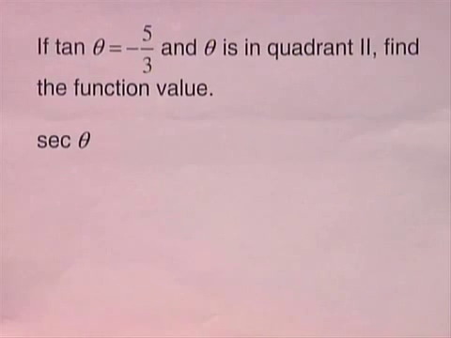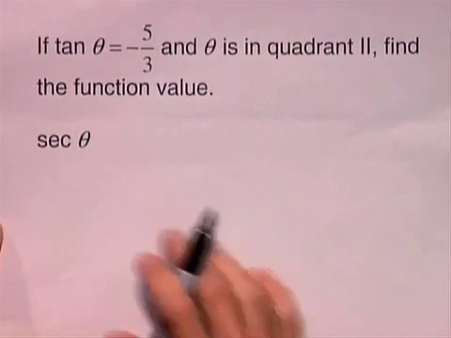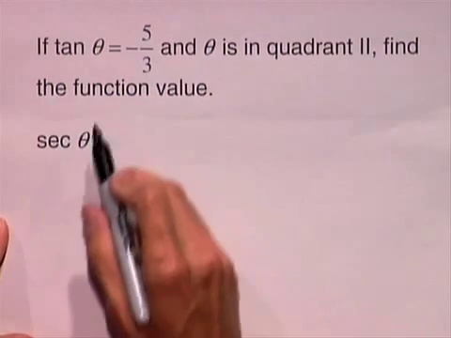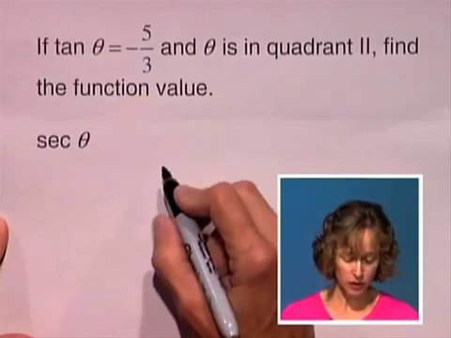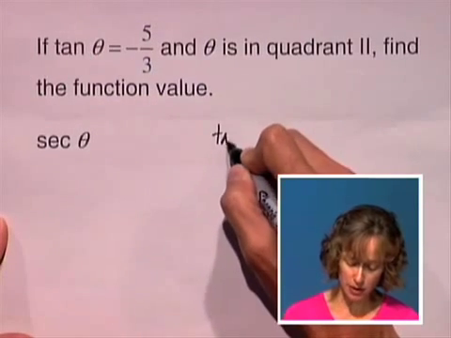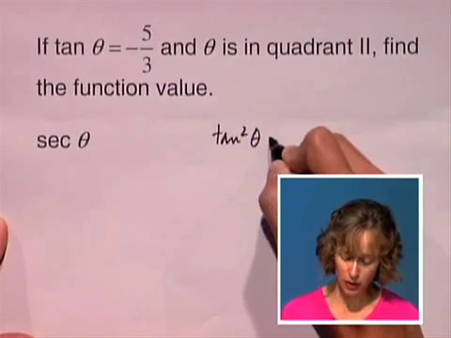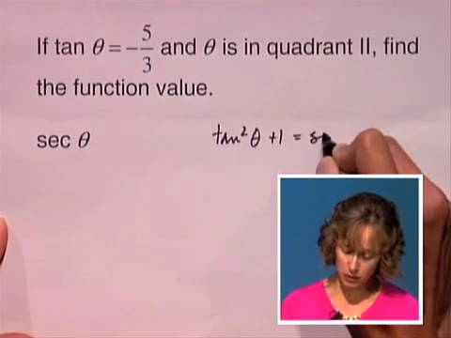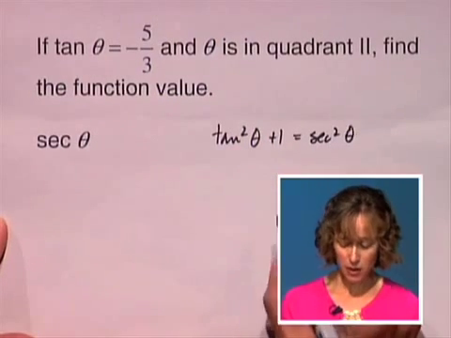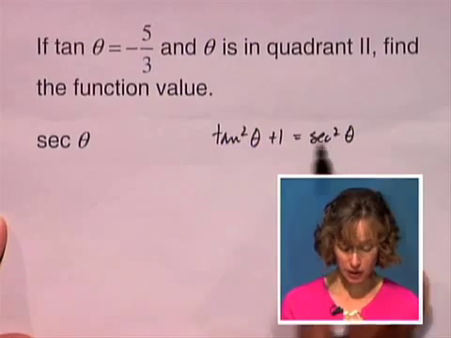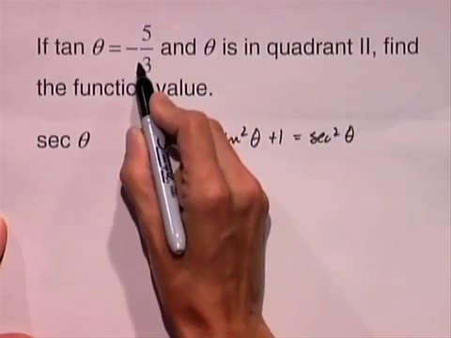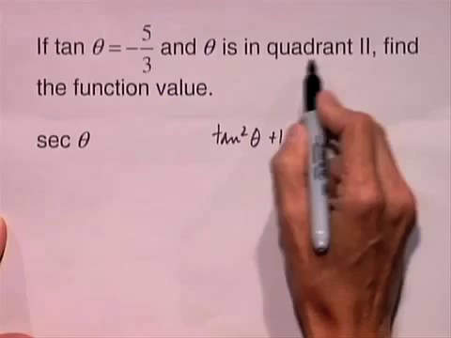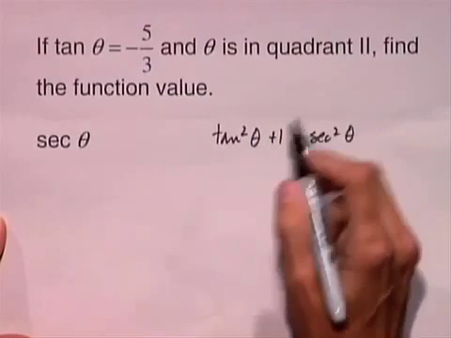Let's use some trig identities. If tangent theta is negative 5/3 and theta is in quadrant 2, find the function value. The first one we want to find is secant theta. A trig identity involving tangent and secant is tan squared of theta plus 1 is secant squared of theta. I want secant, I know tangent. Tangent is negative 5/3. Keep in mind the quadrant 2 part, and we'll use that shortly.